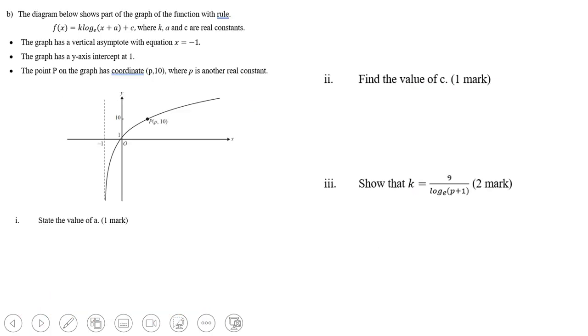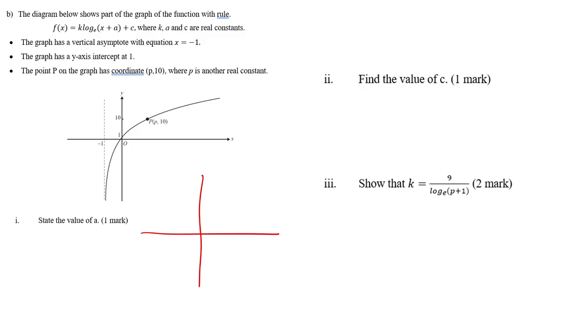Moving on to the next part. We've got the diagram below, shows parts of the graph of the function with the rule f of x is equal to k log base e, x plus a plus c, where k, a, and c are real constants. Before we get started with looking at this next part, the basic graph, I'm just going to draw here. If we are just looking at a basic log graph, we already know that there's an intercept here at 1. That's the key part that will help us here.